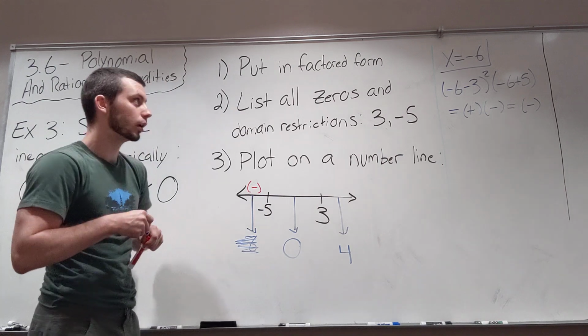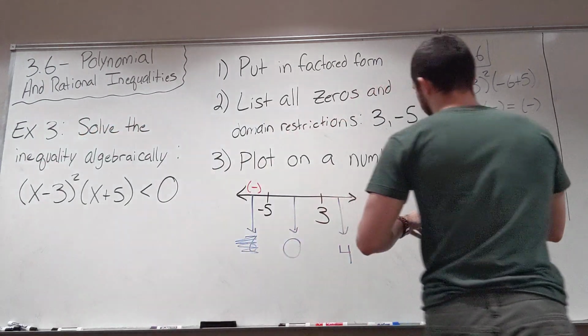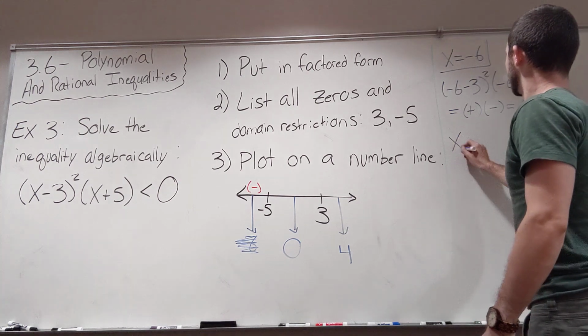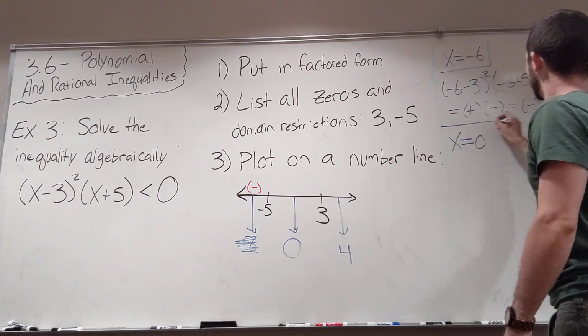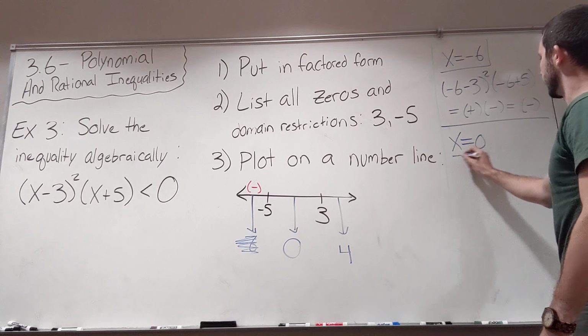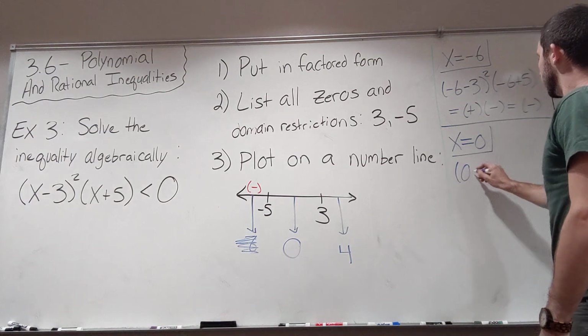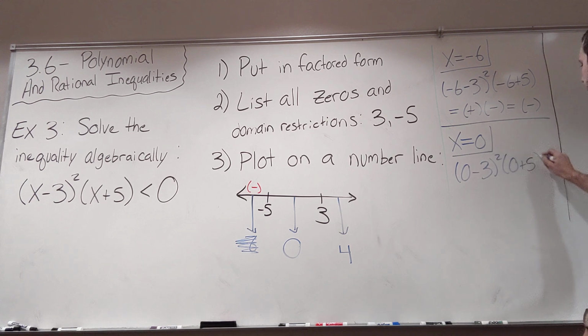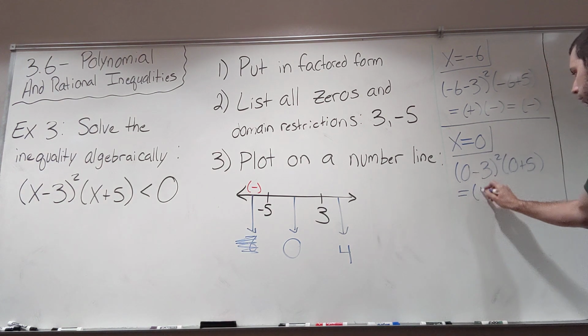We're doing it again. So now we move on to 0, when x is 0. It's the same idea. 0 minus 3 squared, times 0 plus 5. This comes out to be a positive.